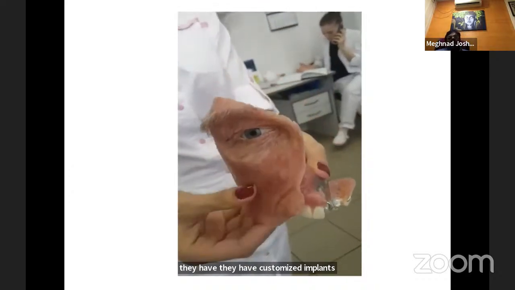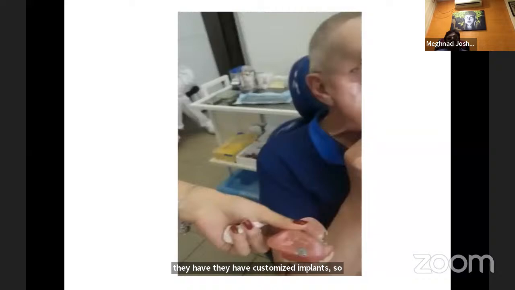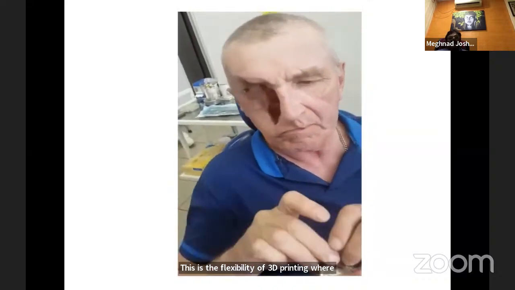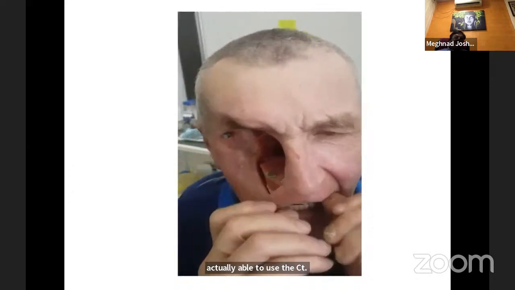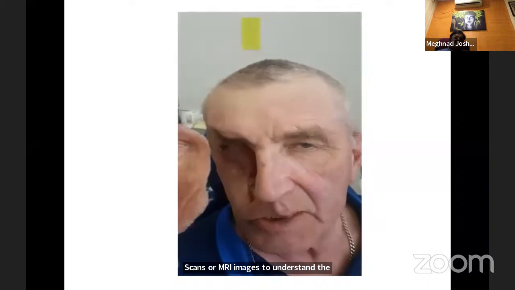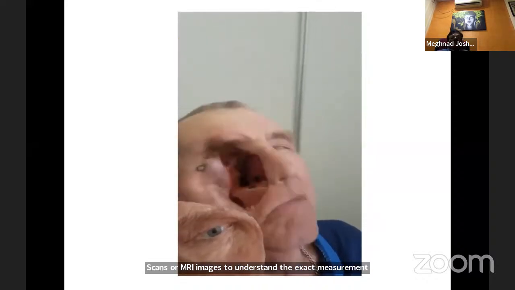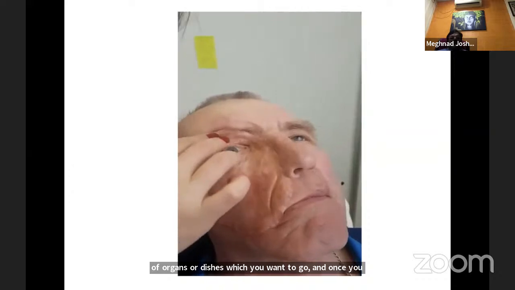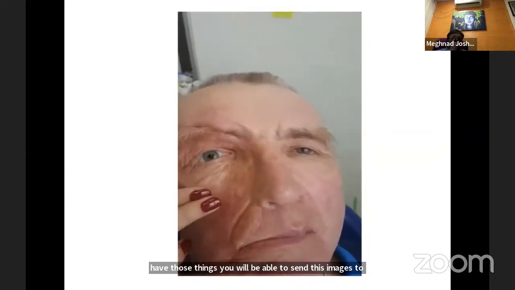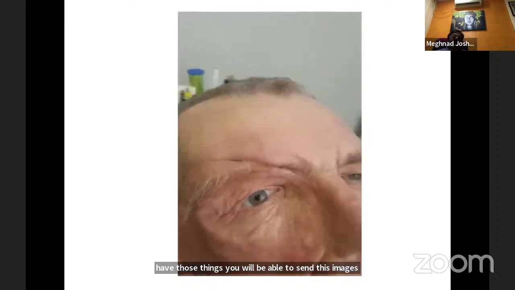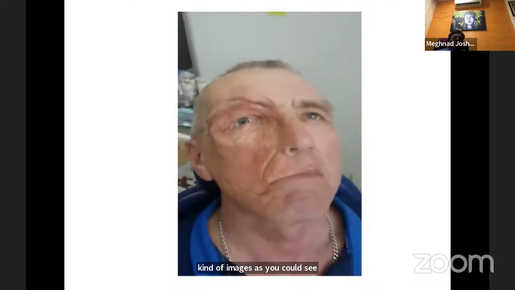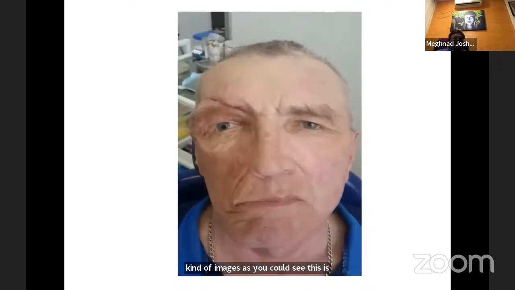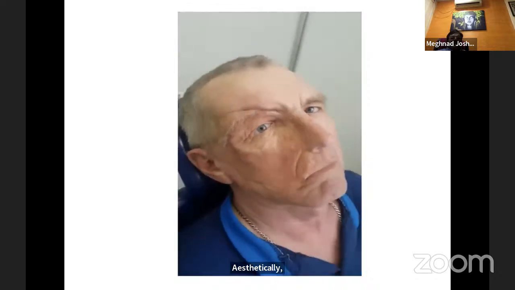implants. So this is the flexibility of 3D printing, where you are able to use CT scans or MRI images to understand the exact measurements of the organs or tissues you want to work on. Once you have those, you can send these images to the 3D printer, and the 3D printer will print the same kind of images. As you can see, this is quite an aesthetically improved graft, which has been fitted to the person.